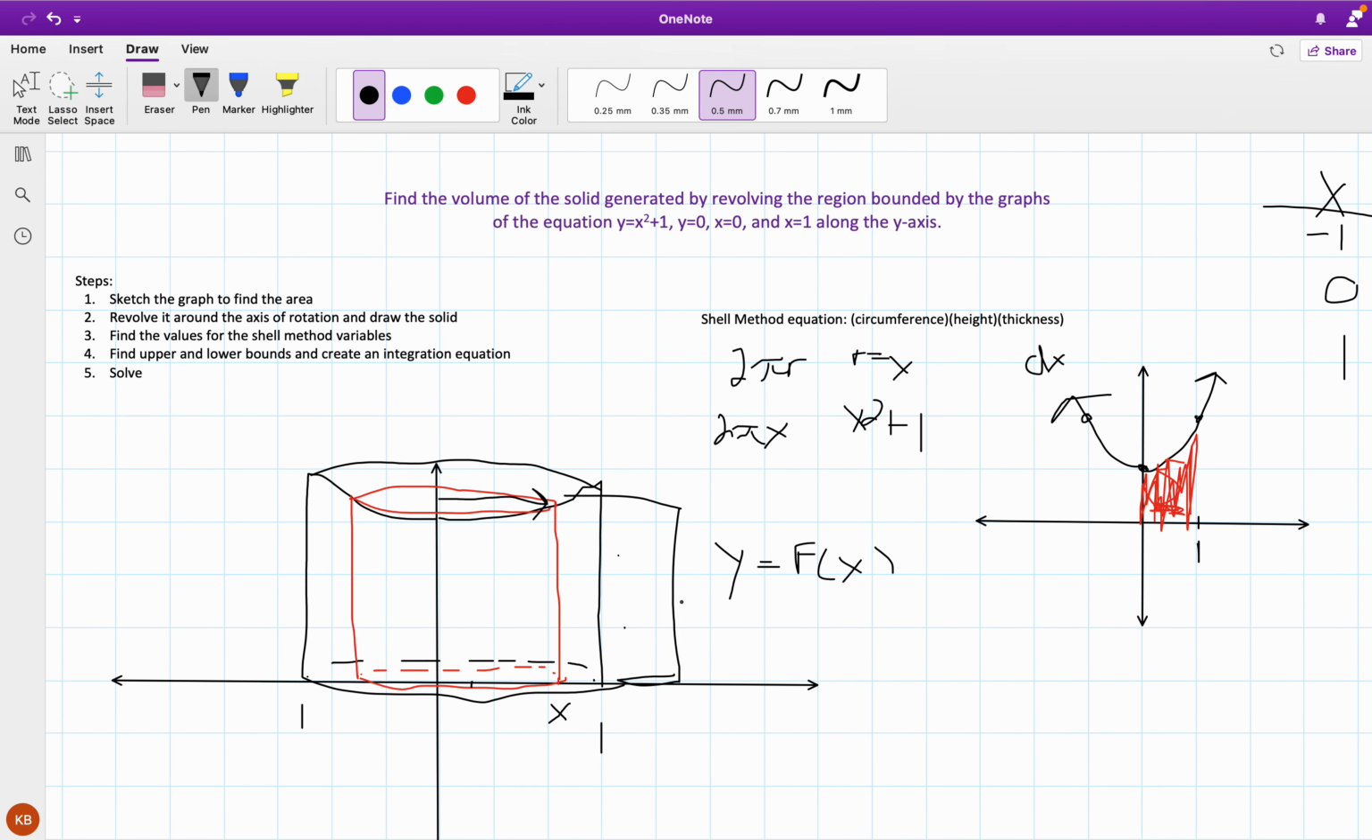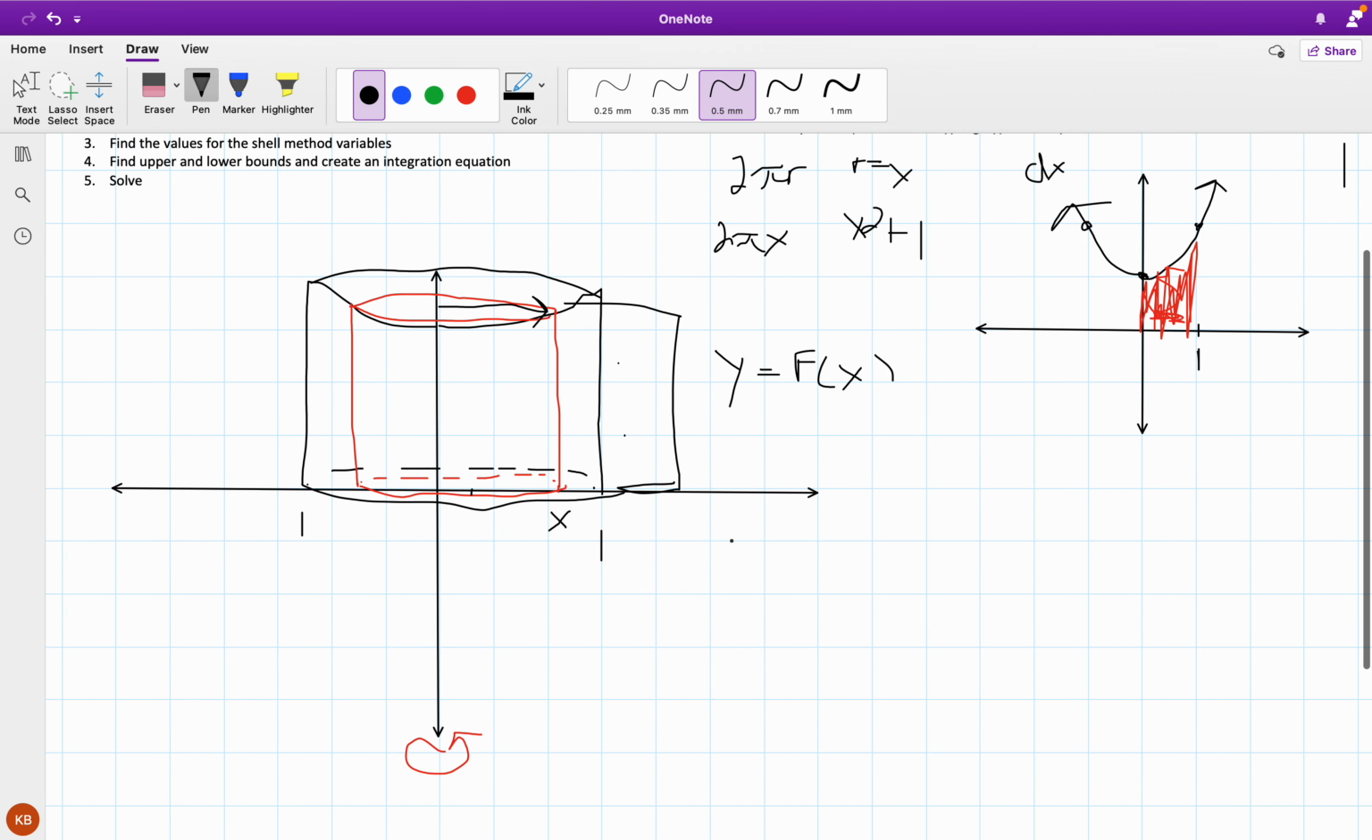And when we look at the bounds, like I said earlier, when you're looking at the area, you see that it doesn't go past x equals 1. And since we're doing this equation in terms of x, the bounds are going to be 0 to 1. So we set up the equation: the integral from 0 to 1 of the circumference, which is 2 pi x, times the height, which is f of x, which is x squared plus 1, dx.